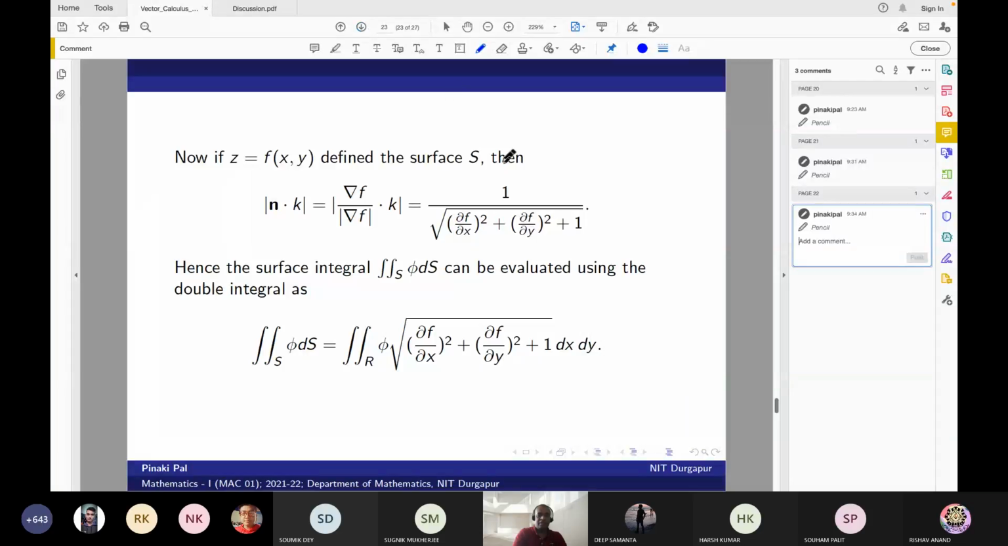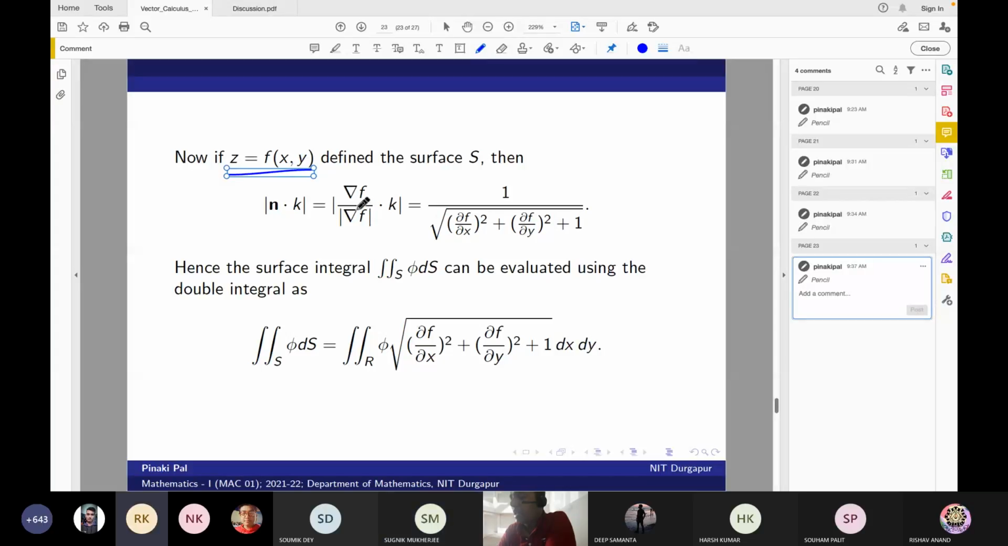If the equation of the surface is given by z is equal to some function of xy, then what is your normal vector? The unit normal means you take grad of phi divided by its modulus. So this is your normal vector, grad of phi.